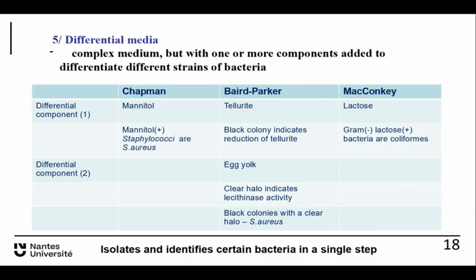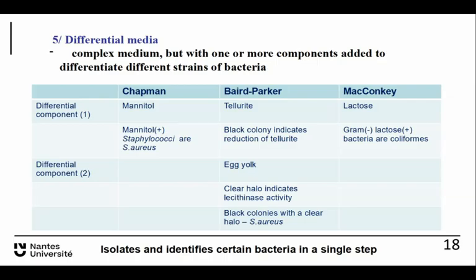Now in Baird-Parker, the tellurite has also got a kind of differential quality because bacteria that oxidize tellurite to telluride will cause a black deposit. So you get black colonies. And the other thing that is differential in Baird-Parker is the presence of egg yolk. So this means that the agar has got a translucid quality, and which will become clear if bacteria are secreting a lecithinase enzyme. So that means that black colonies with a clear halo, that's definitely Staphylococcus aureus.